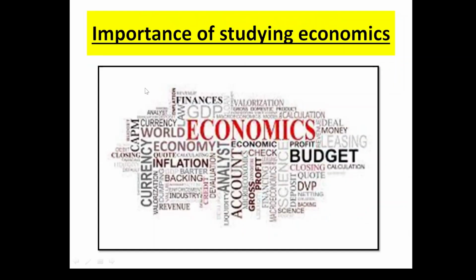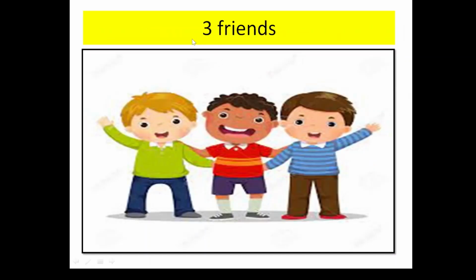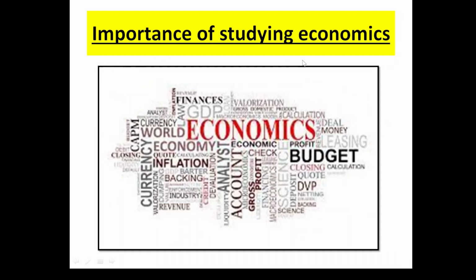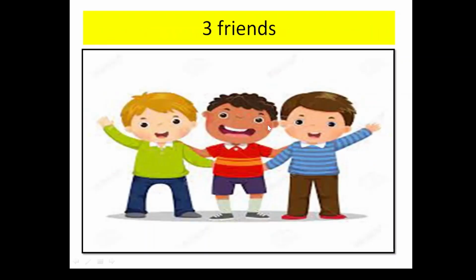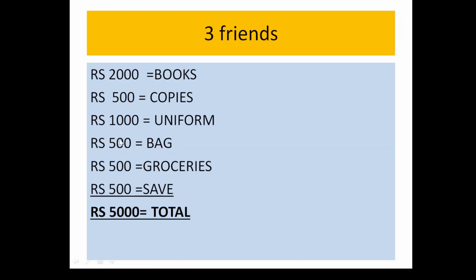Now we come on to the importance of studying economics. In order to understand this topic, let us go through an example. As you can see on the screen, there are three boys. All three were friends, and they had completed class 8th and got promoted to class 9th. In order to join the new session of class 9th, each one of them got rupees 5,000 from their respective parents. Rupees 2,000 for the books, rupees 500 for the copies, 1,000 for the school uniform, rupees 500 for the school bag, and rupees 500 for the groceries they had to buy for home.